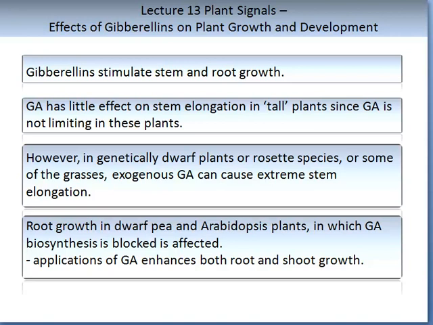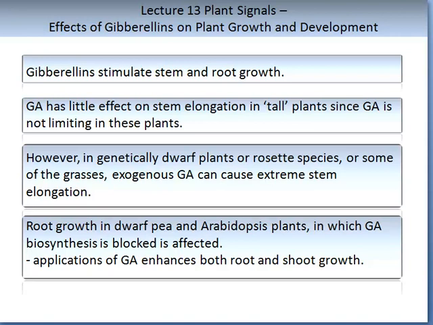Gibberellins can stimulate stem and root growth. GA has little effect on stem elongation in tall plants, since GA is not limiting in these plants. However, in genetically modified dwarf plants or rosette species, or some of the grasses, GA applied to the plant can cause extreme stem elongation. Root growth in dwarf pea and Arabidopsis plants, in which GA biosynthesis is blocked, is affected. Applications of GA enhance both the root and the shoot growth.